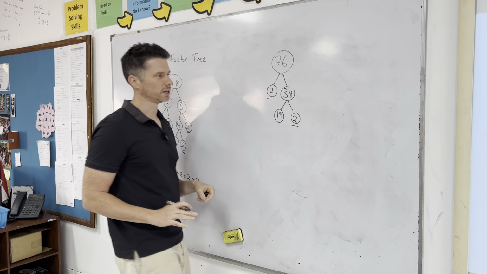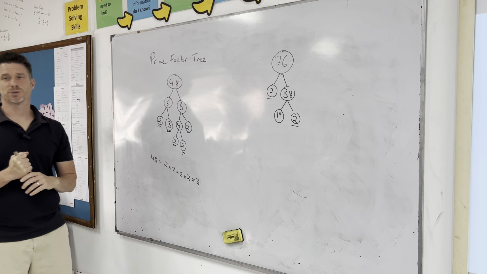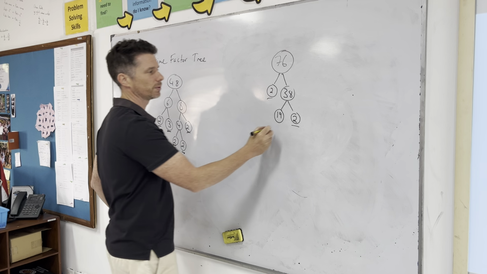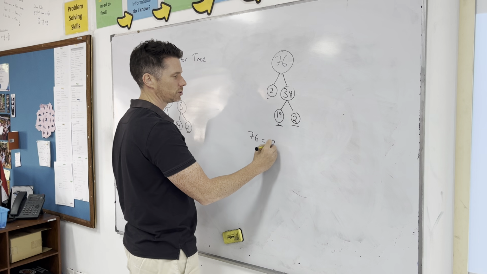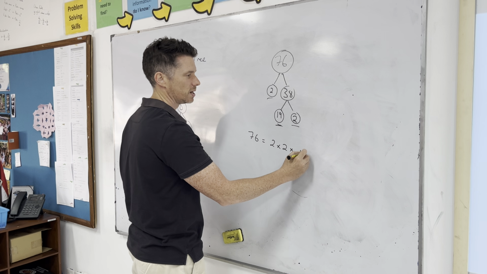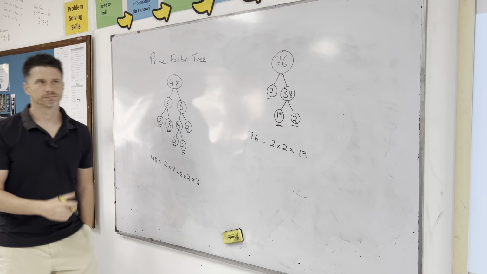19, Caleb? 2 times 8? That's 16. 19 is prime, yeah. 19 is prime. So we've hit all our primes. So 76 is 2 times 2 times 19. Okay.